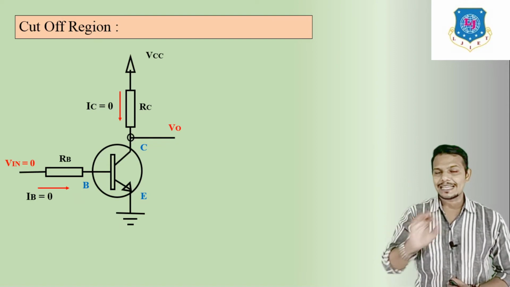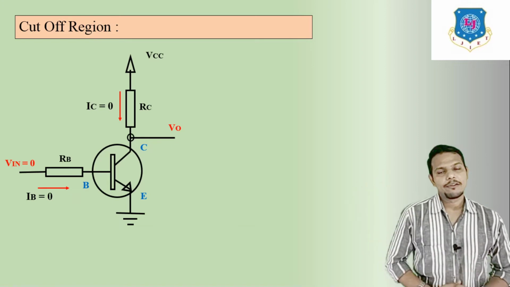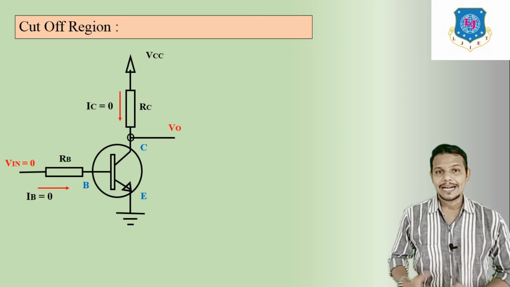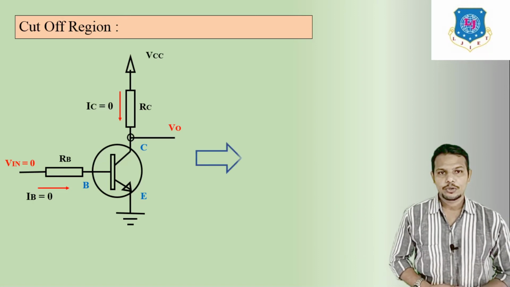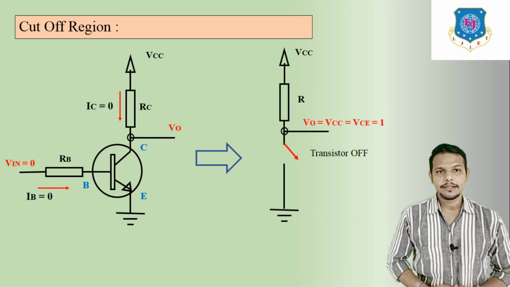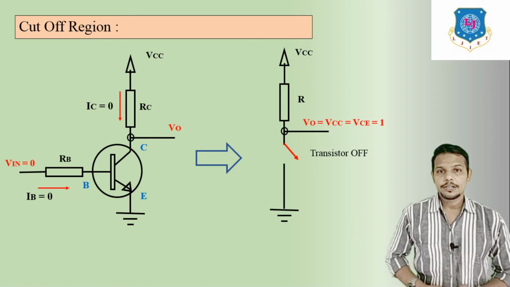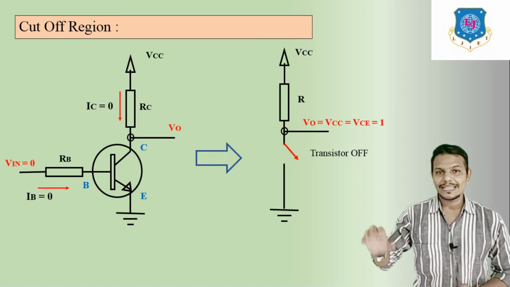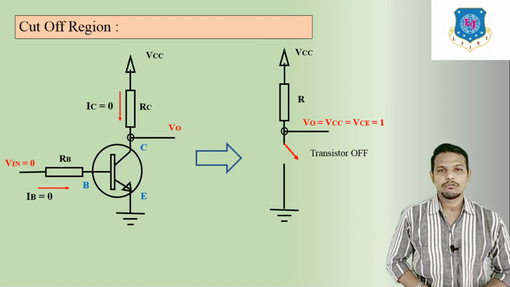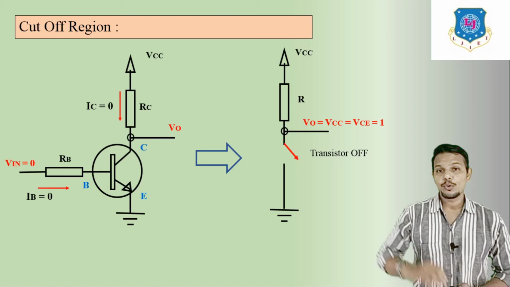If I apply VCC equal to 5 volts, that means at your output you will get 5 volts. So here the transistor becomes off, and we can see its equivalent circuit like this. The transistor is off, which means the resistance is very high. So your output voltage is equal to VCC, which is VCE, equal to 1. For the cutoff region, you will get 1 when you apply 0.